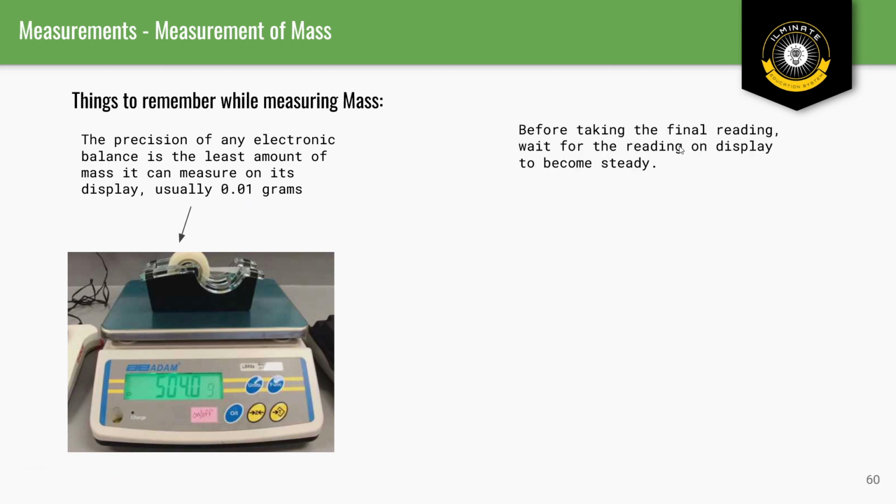Before taking the final reading, we wait for the reading on the display to become steady. You might have noticed whenever you go to the supermarket, we're going to use that example again and again, that whenever they're weighing the things you have bought, the reading on the balance flickers a bit, it goes up and down, and there's a point when it gets steady and fixed and does not change. That final reading is the actual reading you have to take.